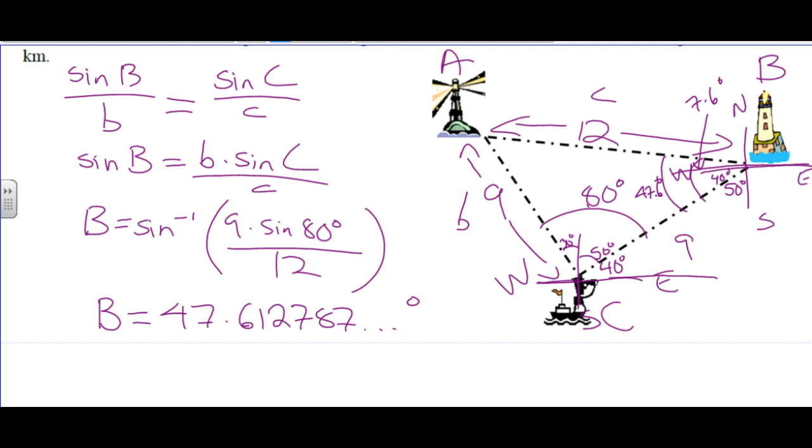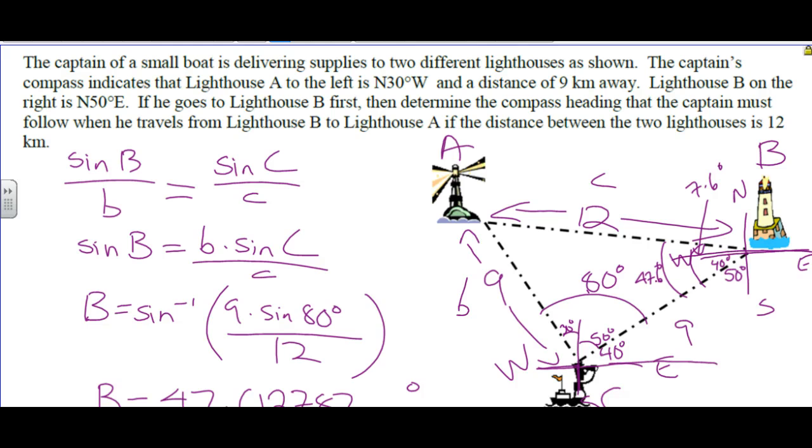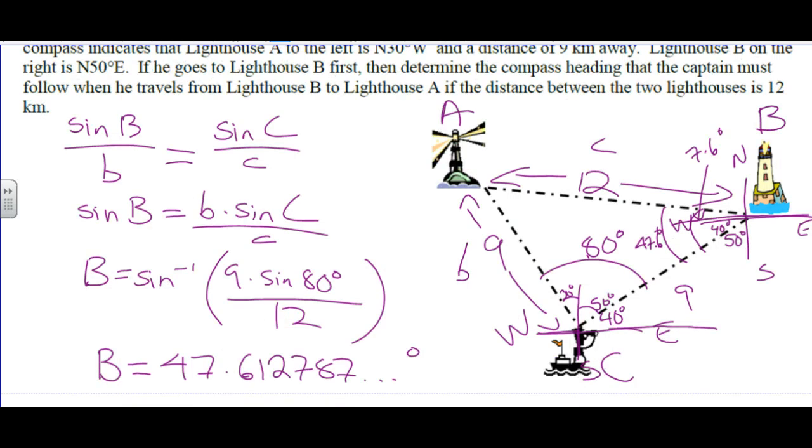So we are going to go west 7.6 degrees to the north. Okay, so the compass heading we need is west 7.6 degrees to the north. That's the compass heading. Okay, that's it, right? Done.